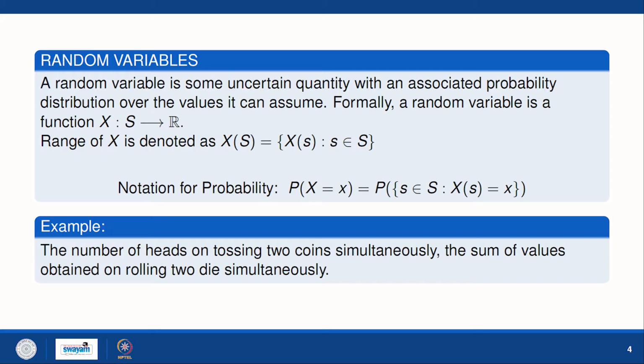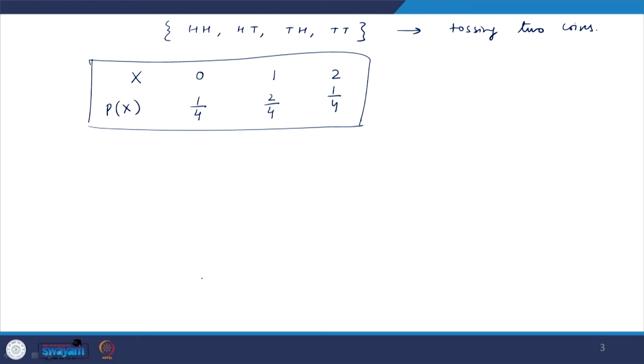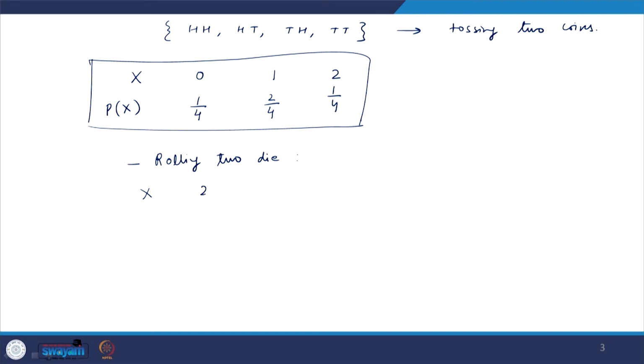Now for the second example, suppose you are rolling two dice simultaneously and taking the sum of values obtained. Okay. So now the sum starts, the minimum sum is 2 when it is 1 and 1 and the maximum sum is 12. So X is a random variable which can take values from 2 to 12, 2, 3, 4 up to 12.